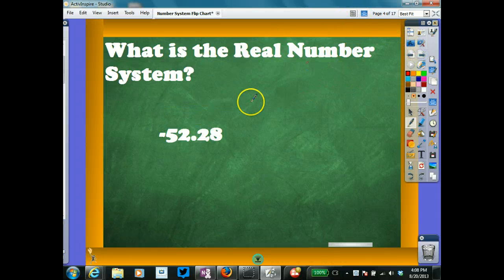Let's go to the next one. Okay, now here I have negative 52.28. Pause this video for a second, take a second, and write down what subsets this number belongs to.